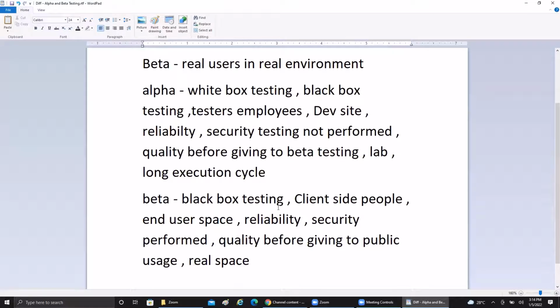Okay. Whereas already a quality check has been done in the alpha testing stage. So when it comes to the beta testing stage, the product or the application which is being worked upon is a kind of stable one. Mostly it will be meeting all the functional expectations. So beta testing doesn't require a long execution cycle. Most probably it will be done in a few weeks of time.